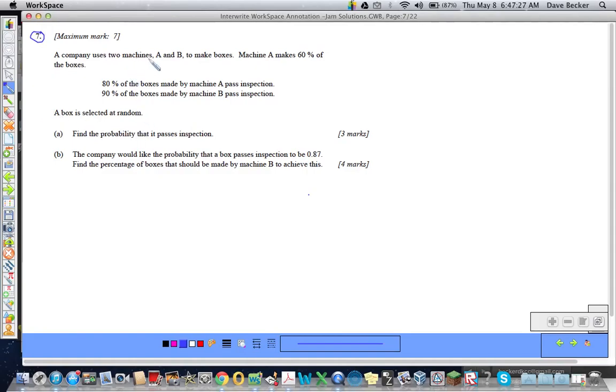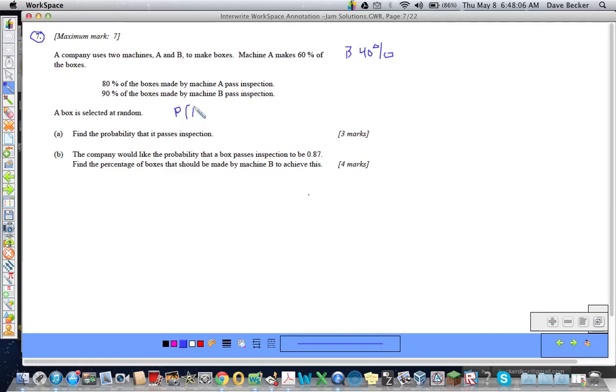A company uses two machines A and B to make boxes. Machine A makes 60% of the boxes, so that means B makes 40%. 60 and 40 is 100. 80% of the boxes made by machine A pass inspection, and 90% of the boxes made by machine B pass inspection. A box is selected at random. Find the probability that it passes inspection. So this is going to be a pretty simple one.